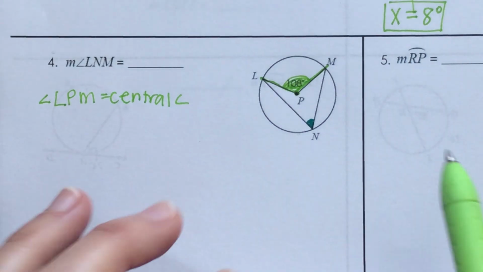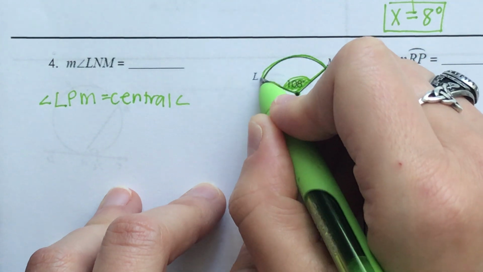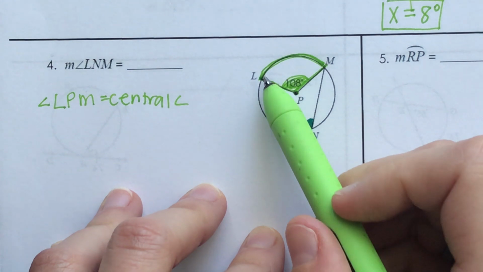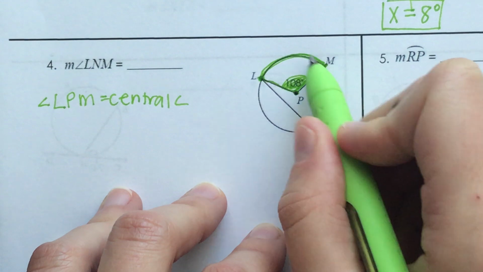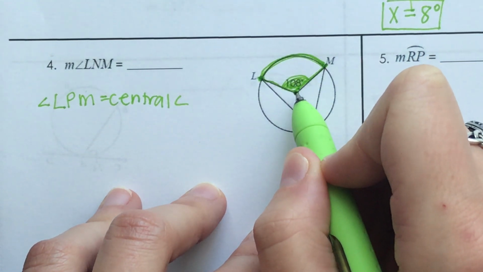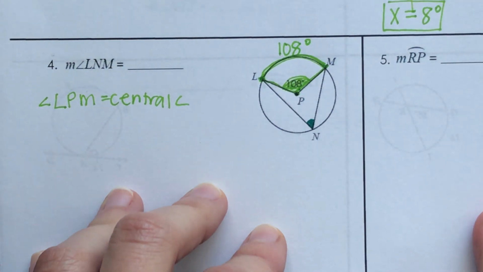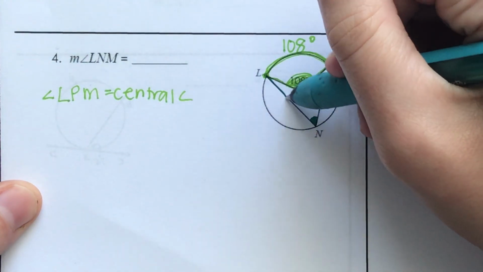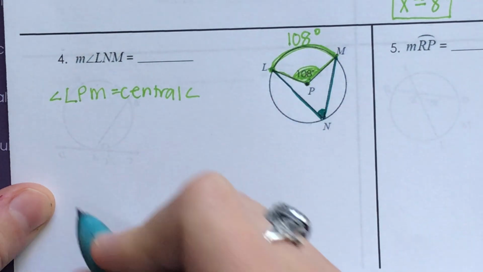I know that if I have a central angle, the arc that matches up with it, that's also connected to these same 2 points, arc LM, this arc right here has to be exactly the same as this central angle. So if this angle is 108 degrees, that means this arc measure is also 108 degrees. Now, this angle, LNM, is not a central angle because it doesn't go to the center.